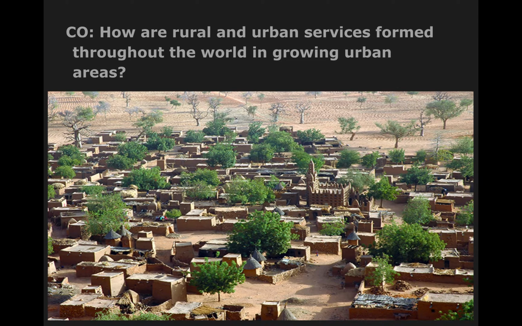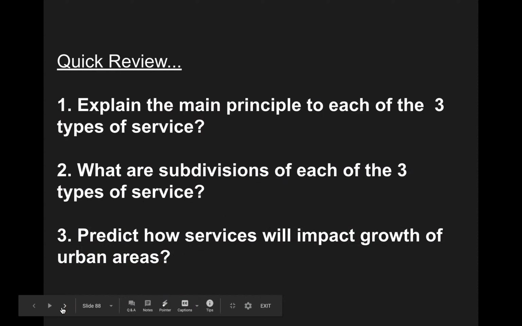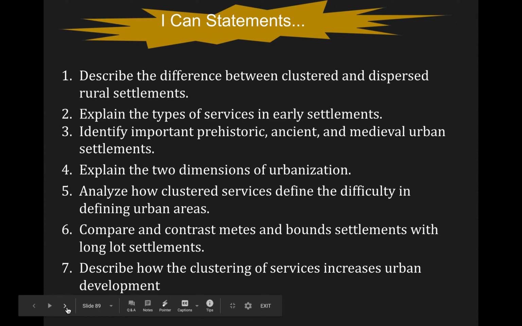And this is the final day of Chapter 12, Services. Today's focus is how are rural and urban services formed throughout the world in growing urban areas. That will be your content objective. And a quick review from previous days. Take a moment to reflect on these 3 questions. And today's I can statements, yes, there's 7 of them, so at the end of the lesson you should be able to answer those in your conclusion.